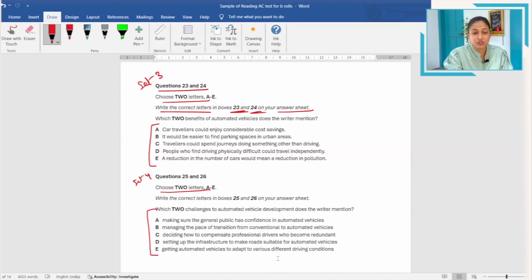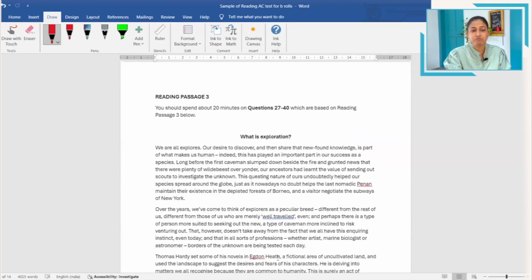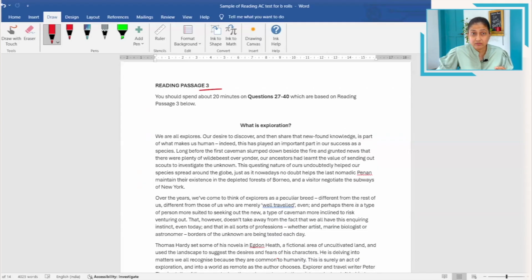Let's move on to passage 3. In passage 3, again, how many questions? 14 questions, which they advise you to spend roughly 20 minutes on. Again, we notice there is a heading, and there are paragraphs, but they are not labeled. Okay, let's just scroll down.